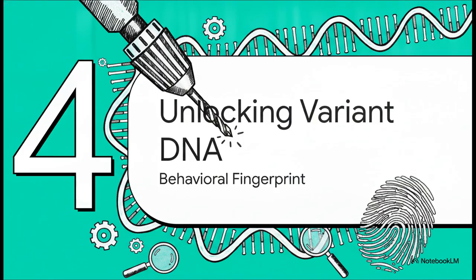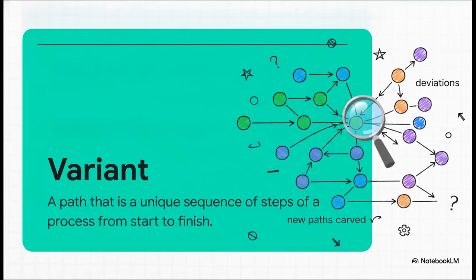Let's look at the behavioral fingerprint of your processes. Let's look for some clues by uncovering what the report calls a variant. A variant is a path, specifically a unique sequence of steps that a process takes from start to finish. In a perfect world, every case follows the exact same optimal variant. But, out in the real world, things deviate. Steps get skipped, processes loop backward, people find workarounds. Each of those unique paths is a new variant.